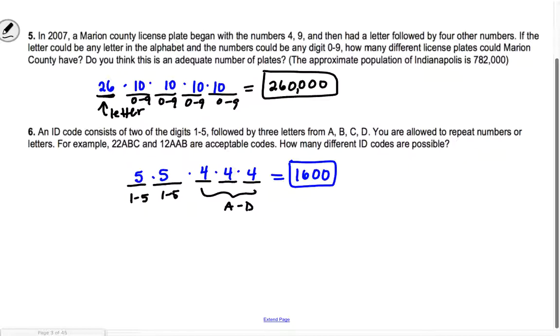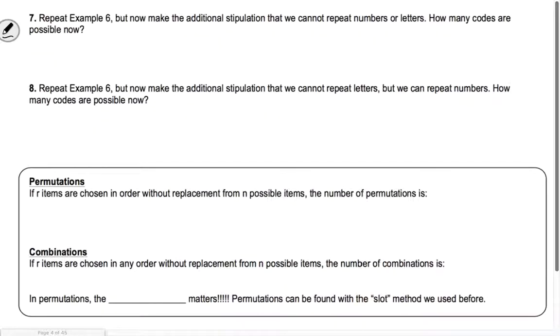1, 2, 3, 4, or 1, 1, 1, 1, 2, 2, 2, 2, 3, 3, 3, 3. Those are the first things they're going to try in the machine, right? So we often make stipulations that ID codes or passwords can't have repeated numbers or letters. So this one says we can't repeat the numbers or letters, so we still have 1 through 5 and 1 through 5. And we still have A through D here, but we cannot repeat.